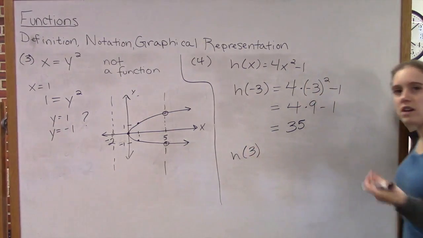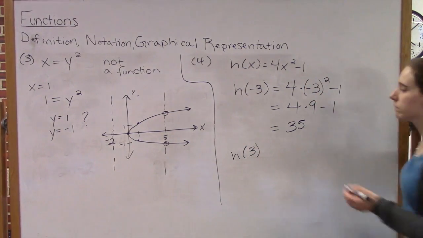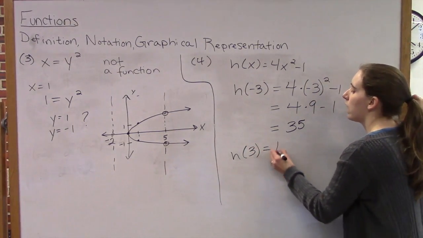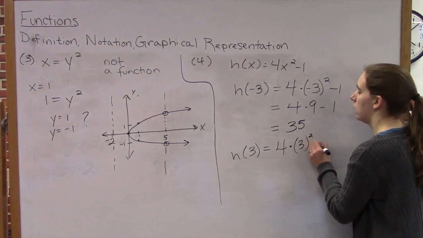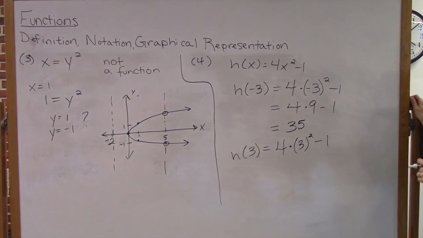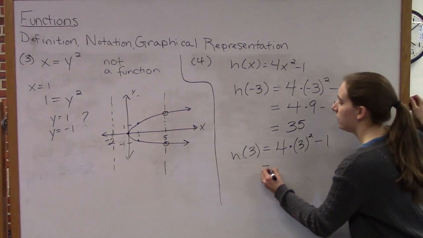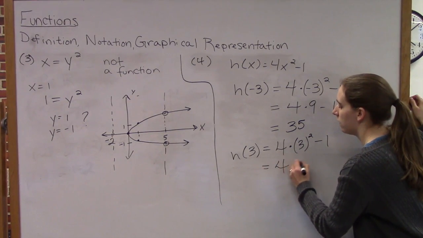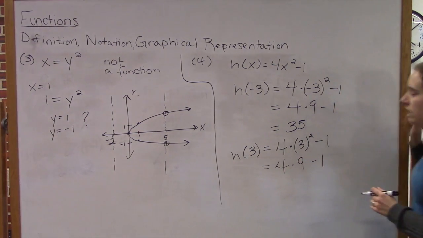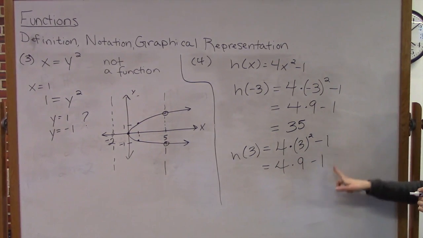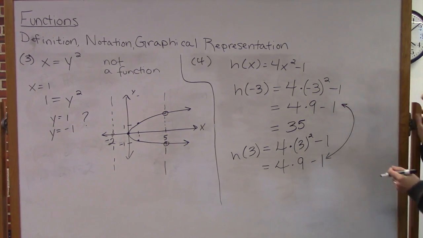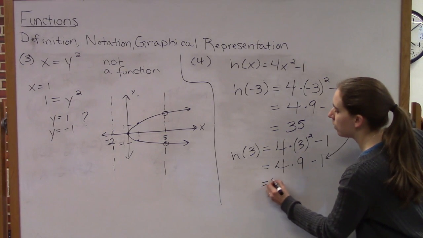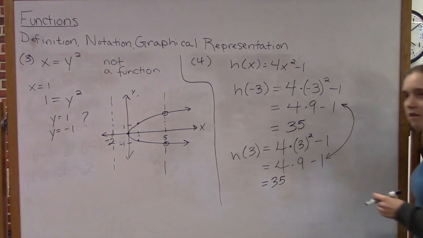Now let's think about h of positive 3. Well, that'll be 4 times positive 3 squared minus 1. Well, positive 3 squared is also 9. So notice that I'm going to get the exact same thing for h of positive 3 as I did for h of -3. This is also going to be 35.